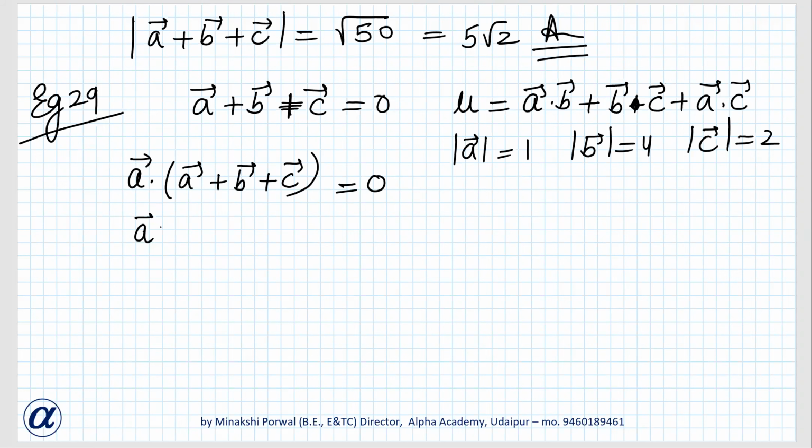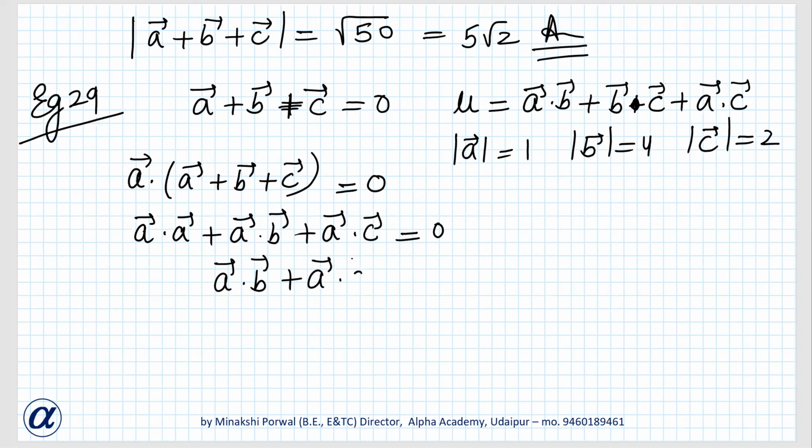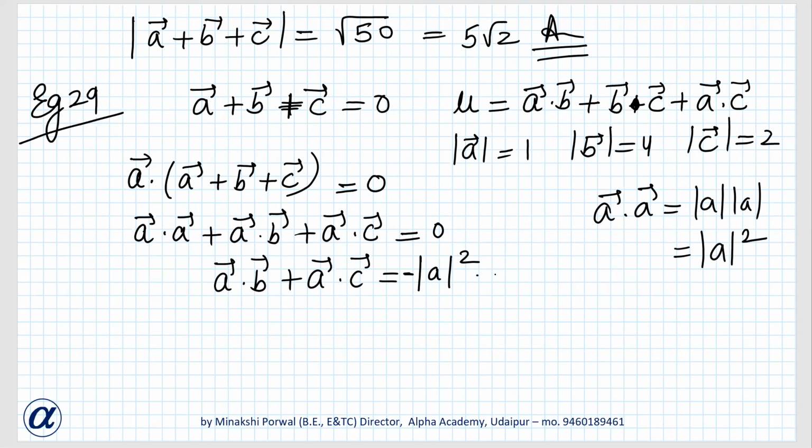Now when we expand this, A dot A plus A dot B plus A dot C equals to 0, we'll get A dot B plus A dot C equals to minus of A dot A, and A dot A is magnitude of A the whole square. A dot A is mod of A cos 0. Cos 0 is 1. So it is mod of A square, and this is equal to -1. So this is first equation.